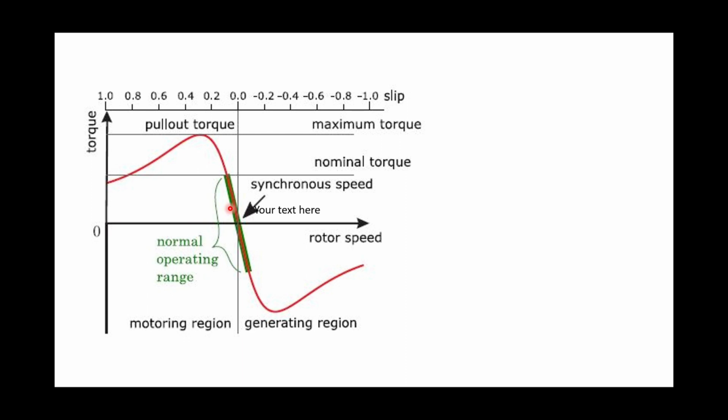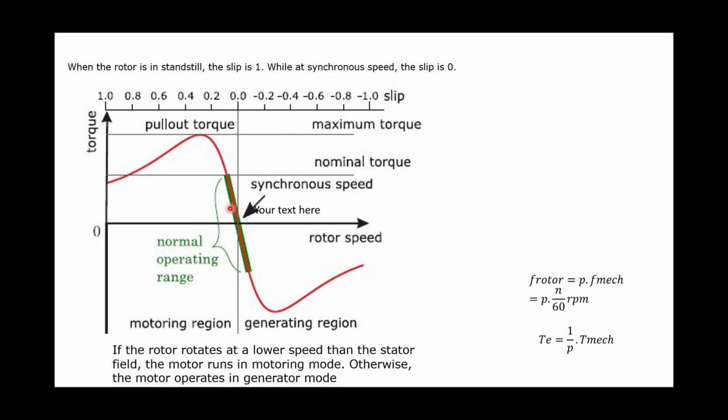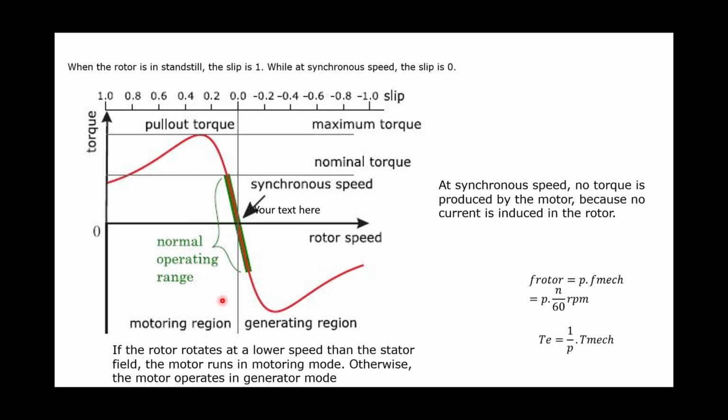because no current is induced in the rotor winding. If the rotor rotates at a lower speed than the stator field, it is in the motoring region. And if the rotor rotates faster than the stator field, it is in the generating region. Hope it's clear to you.